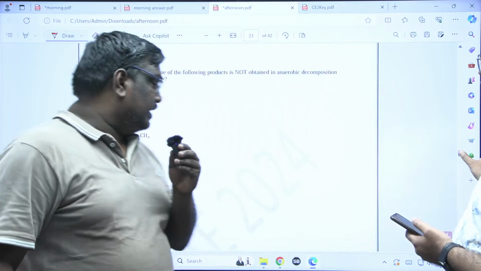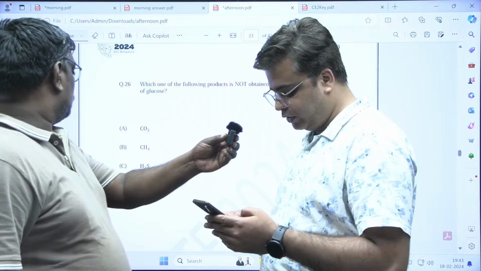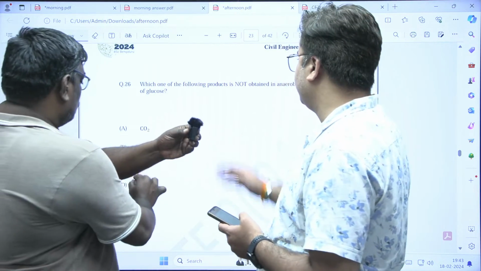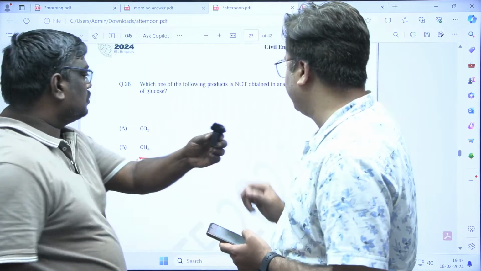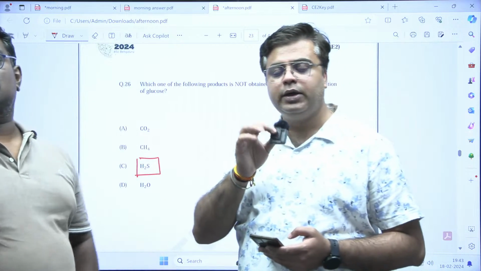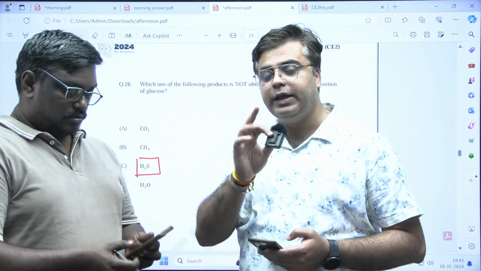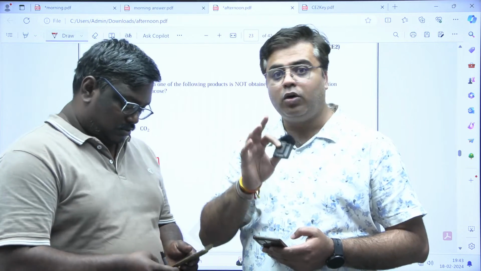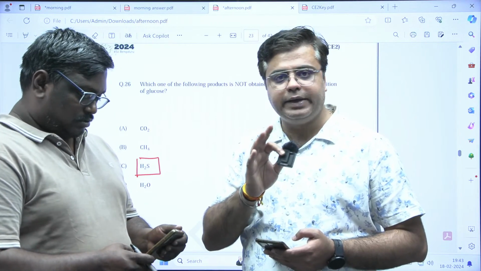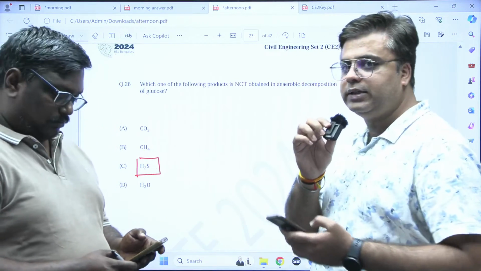Students, if you have any queries, you can ask me. Next is question number 26. For question 26, they have given the answer as option C. Which one of the following products is not obtained in the anaerobic decomposition? I have already told you that sulfur is not present in glucose. That's why H2S will not be formed as an end product of the anaerobic digestion of glucose. Although H2S is an anaerobic product, since glucose does not contain sulfur, H2S will not be formed. So option C is the correct option.